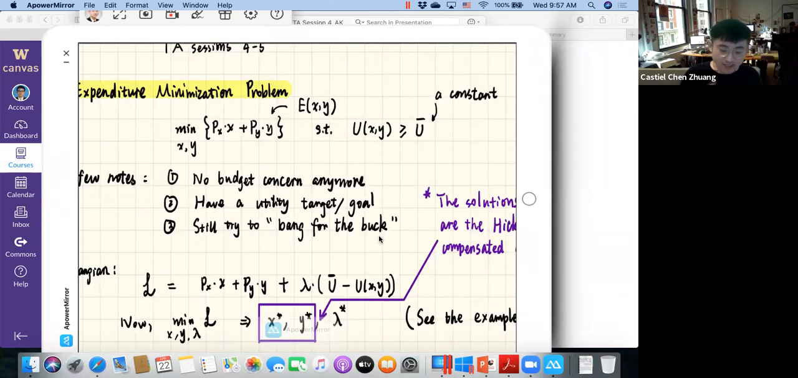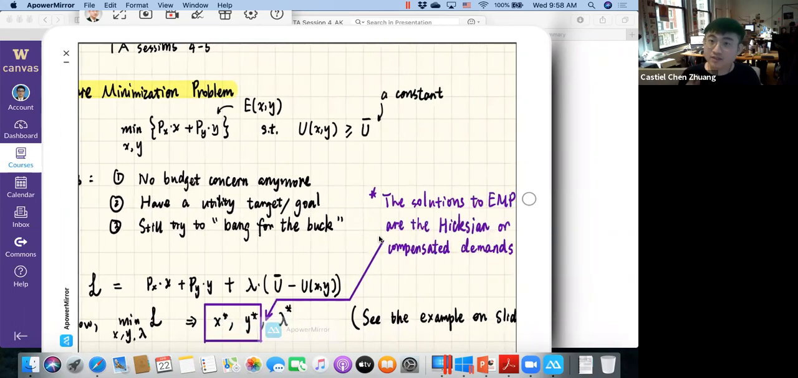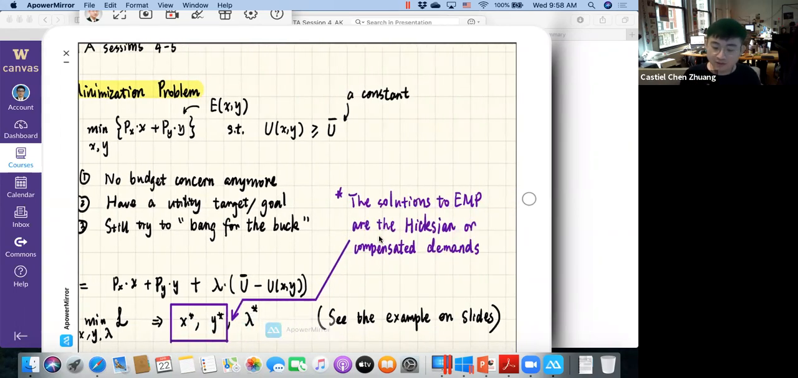The general form. And then you can minimize this Lagrangian by choosing x, y, and lambda. You just take the partial derivative of the Lagrangian with respect to x, y, and lambda, and then you get a few equations. And then you use those equations to get x, y, and lambda star. And here, the solutions to the EMP will be the Hicksian or compensated demands. And previously, in the utility maximization problem, the solutions are the Marshallian or uncompensated demands. Let's take a look at an example.